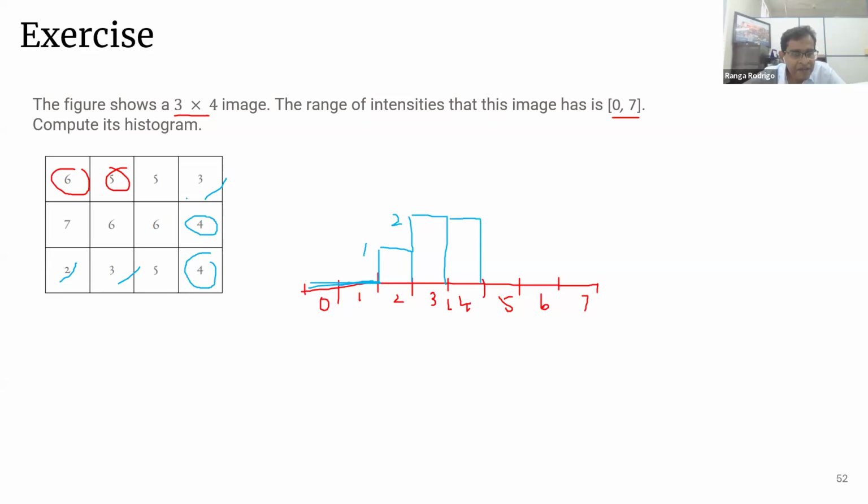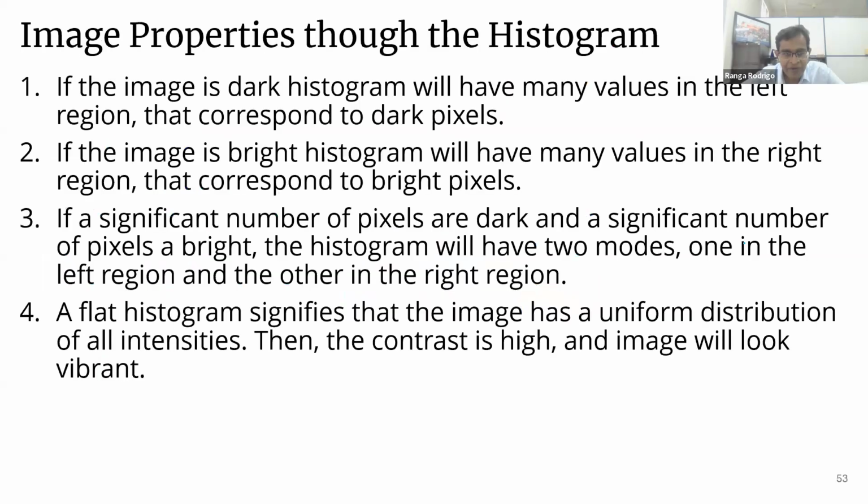With intensity 5, 1, 2, 3. Of course, if you count the number of pixels in the histogram, you must get 12. 3 times 4, 12. No? Intensity 6, this one is there, this one is there, this one is there, 3 of them again. With intensity 7, 1. This is the histogram, very simple, right? This is the histogram of the image. Okay, I hope it is clear to you.